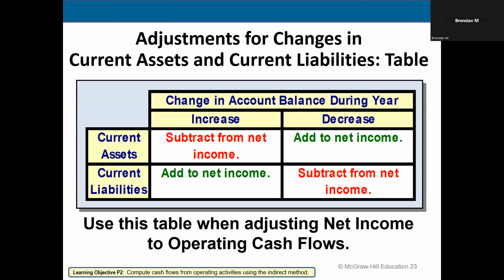Adjustments for changes in current liabilities and assets. Here, you can study it right from this slide here. Current assets, if it increases, you subtract it. That's a negative cash flow. If a current asset goes down, you add it to the net income, and it's the opposite with the liabilities. If a payable goes up, that's good. That's good because we got product in here. We got some stuff to work with. We don't have to pay for it, at least not yet. So use this table when adjusting net income to operating.